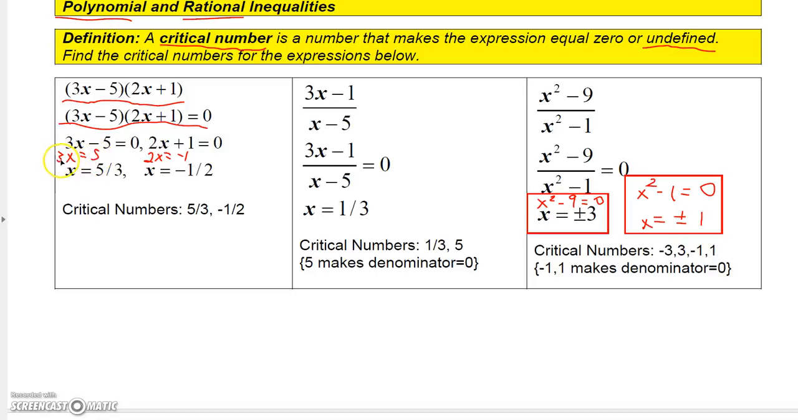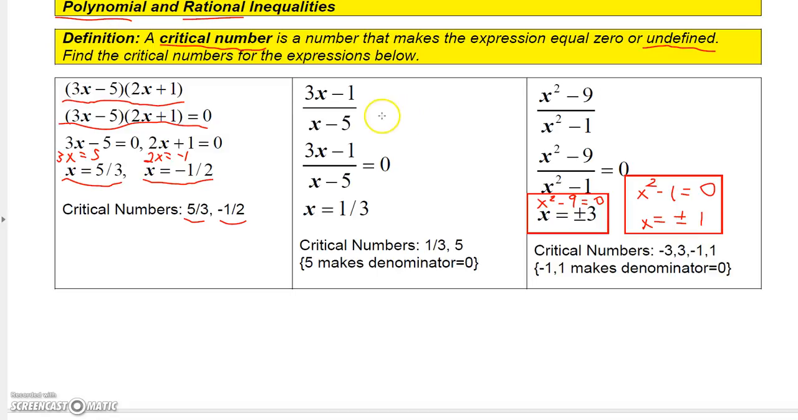And notice here I went ahead and inserted the next step. For 3x minus 5 equals 0, that's true if 3x equals 5. And then if you divide both sides by 3, you get that x equals 5/3. So 5/3 would make this expression 0. For this factor, 2x plus 1 equals 0, that's equivalent to saying 2x equals -1, which would give you that x equals -1/2. So the critical numbers for this expression would be x equals 5/3 or x equals -1/2.